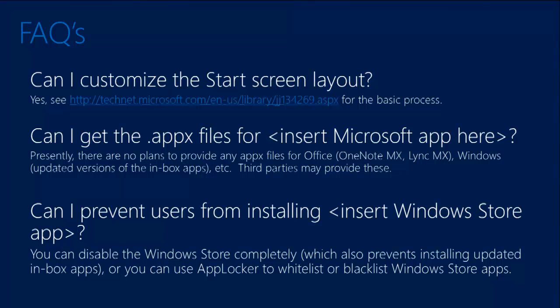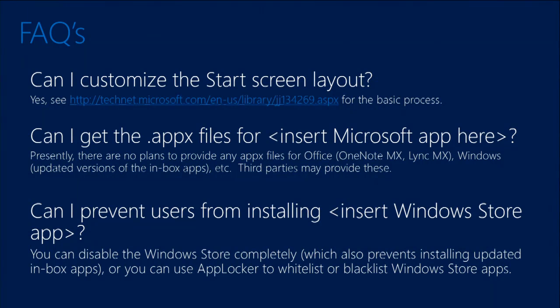First, we've already talked a little bit about customizing the start screen layout. I've provisioned more apps in my image. I've taken some of the inbox apps out. I want to lay out the start screen in a particular way. Can I do that? Yes, most certainly. The process to go through does involve a little bit of manual configuration, or now with Windows 8.1, you can do some things with group policy, but it is possible. So there are links to do that.